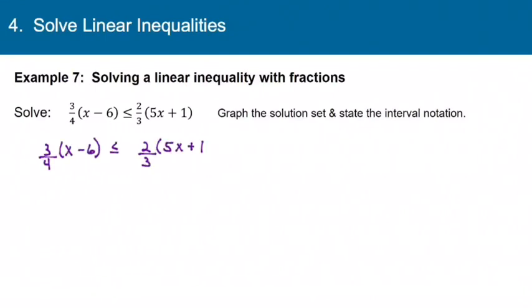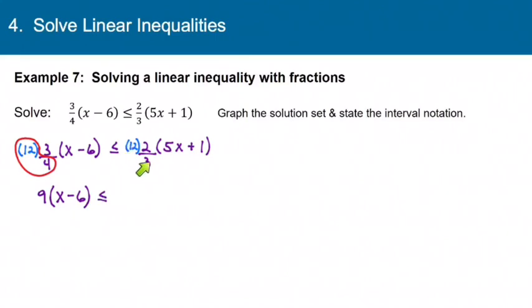Well, the common denominator for 4 and 3, of course, would be 12. So what we're going to do is multiply both sides of the inequality by 12. On the left side, 12 divided by 4 will be 3. That 3 times this 3 will give us 9. So now we'll just have 9 times x minus 6. Then we have our less than or equal to sign.